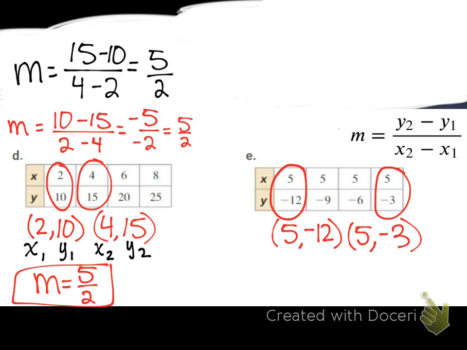Okay. X1 is 5. X2 is 5. Good. Y1 is negative 12 and Y2 is negative 3. Good. You do not necessarily have to label your x1, y1, x2, y2 every time. However, it's helpful when it comes to plugging into our formula.